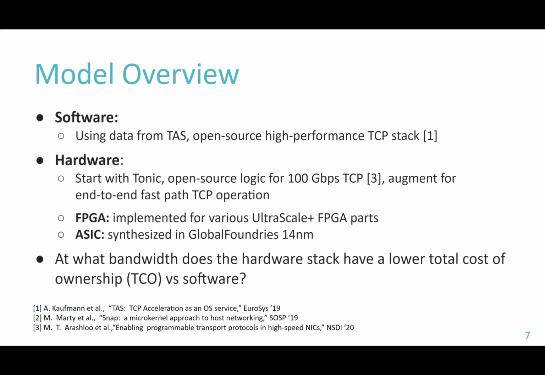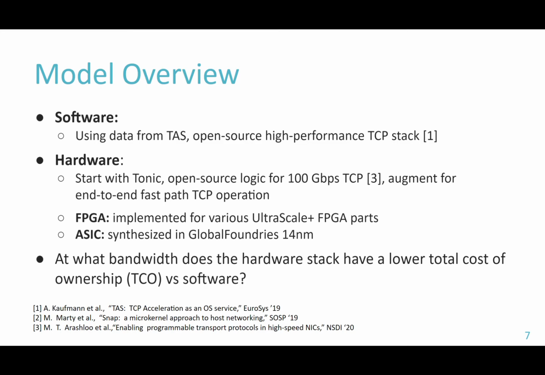Our modeling data comes from two different sources. For software, on the CPU, we're using data from TAS, which is an open source high performance TCP stack. This is similar to Google's Snap, which is their high performance TCP stack. For hardware, we start with a design called Tonic, which provides the core logic for a 100 gigabit TCP stack. We then augmented this for end-to-end fast path TCP operation because they didn't support things like packet header assembly.